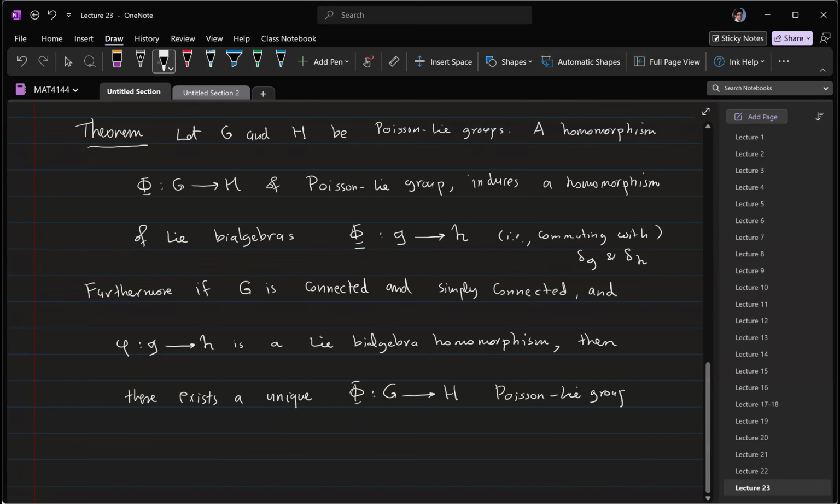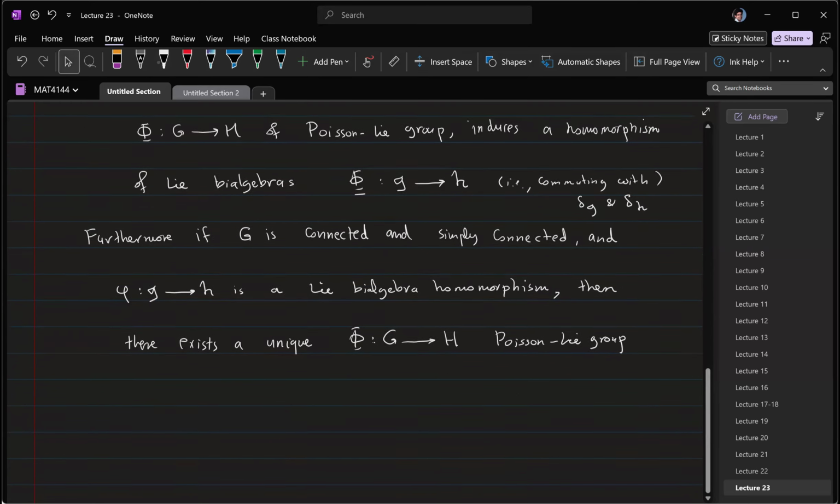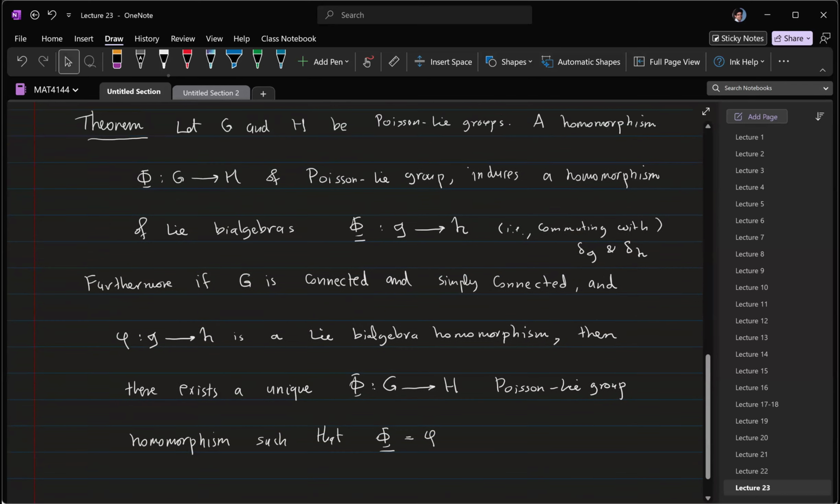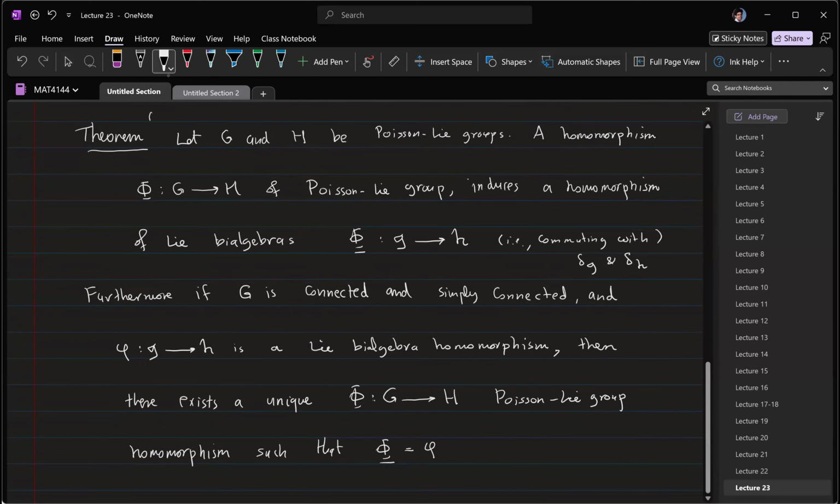Poisson-Lie group homomorphism such that when you take its derivative at identity, you end up with this map phi, little phi. Okay, so again, this is a result of Drinfeld. I forgot to say.